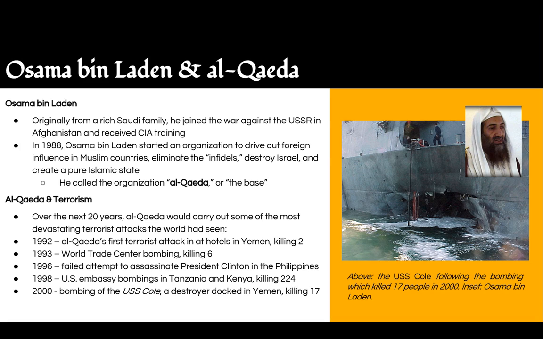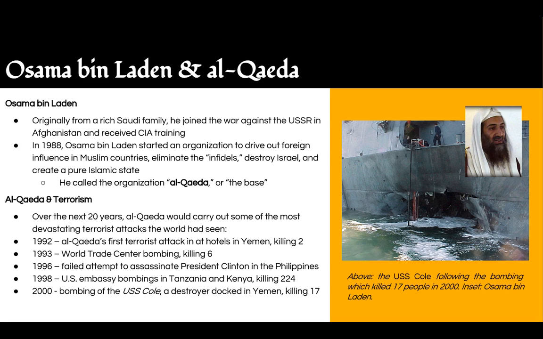and the world. And so with this organization, over the next 20 years or so, Al-Qaeda would carry out some of the most devastating attacks the world has seen. Their first attack was in 1992, which was an attack on hotels in Yemen. And these attacks continued in 1993 with the World Trade Center bombing, separate from the attacks on September 11th. This was a bombing that hoped to bring down the World Trade Centers, but does not, although it does kill 6 and lead to millions of dollars in damage.